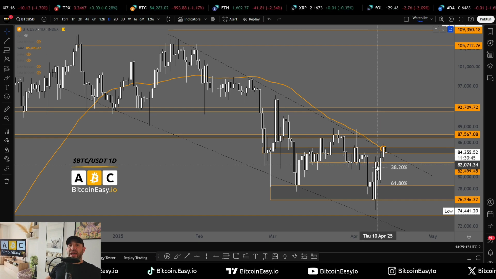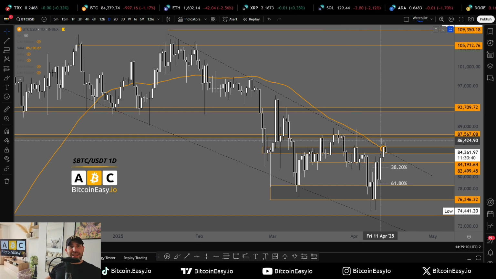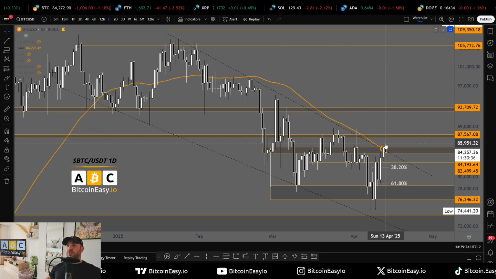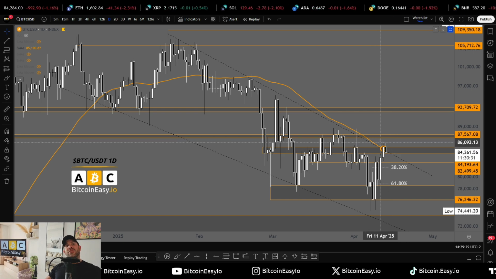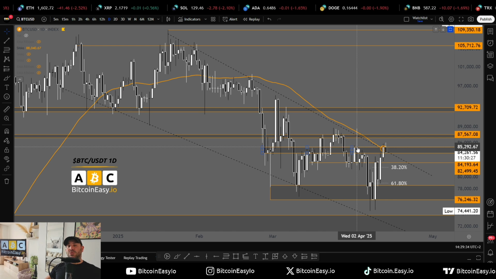So a much better entry here would be to wait for a test of the 87 to 88K area. Then there's likely that we find some resistance there, and then take the retest when the price comes back down here to the 84 and 85K area. And that is then of course very strong, because we get confirmation that previous resistance gets turned into support.